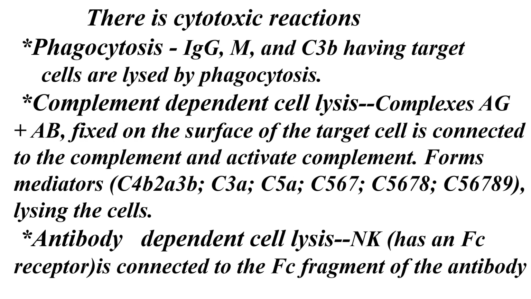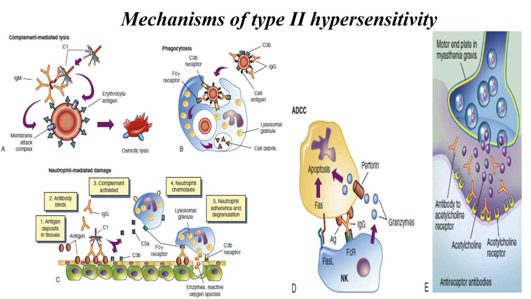There are cytotoxic reactions of several types, with three processes observed: phagocytosis, complement-dependent cell lysis, and antibody-dependent cell lysis. Next, the mechanism of type 2 hypersensitivity: antigen on the target cell binds with antibody and the cell is destroyed.